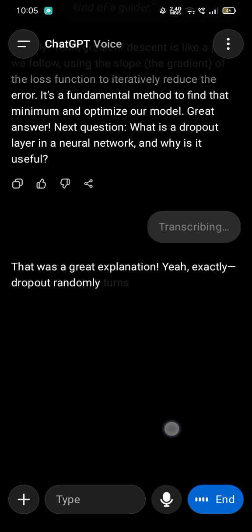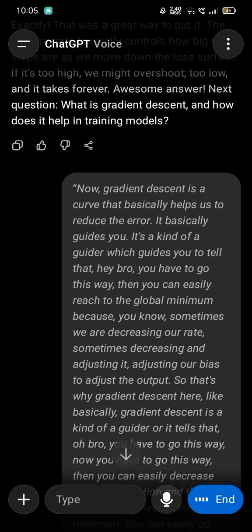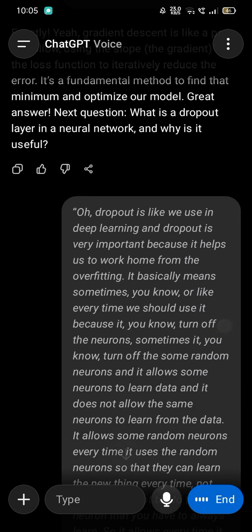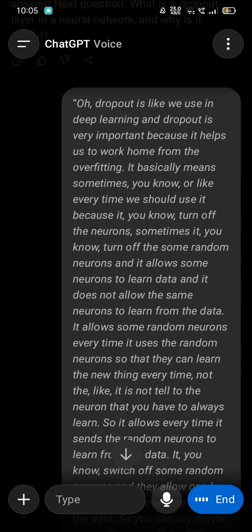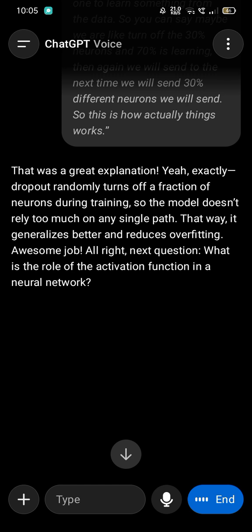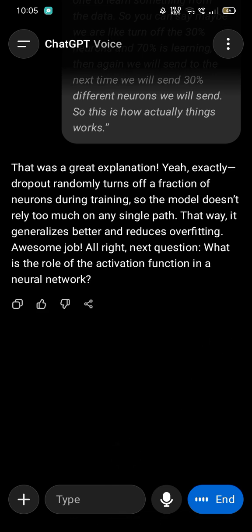That was a great explanation. Yeah, exactly. Dropout randomly turns off a fraction of neurons during training, so the model doesn't rely too much on any single path. That way, it generalizes better and reduces overfitting. Awesome job. All right, next question. What is the role of the activation function in a neural network?